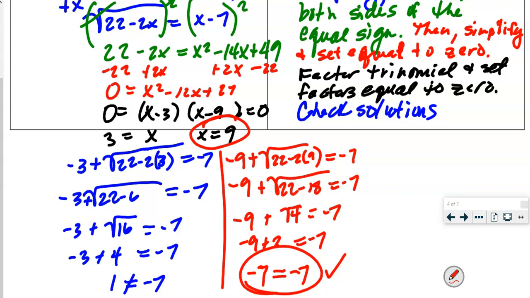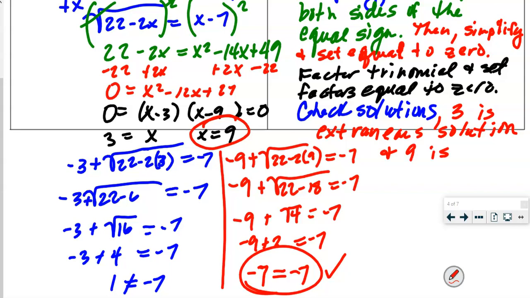Check solutions, comma, let's say what we're going to say. 3 is extraneous solution. And so if there is an extraneous solution, you got to write that word, y'all. And 9 is the solution. Okay? So that's kind of what we're expecting y'all to write. All right?